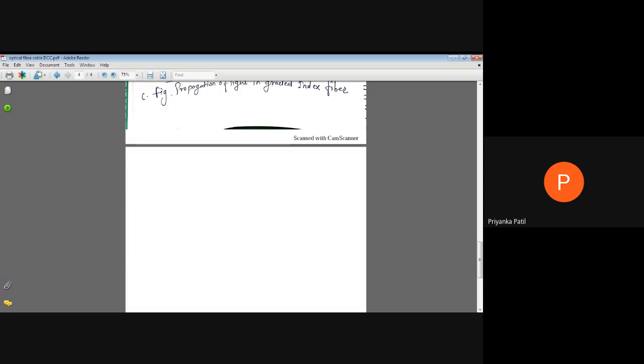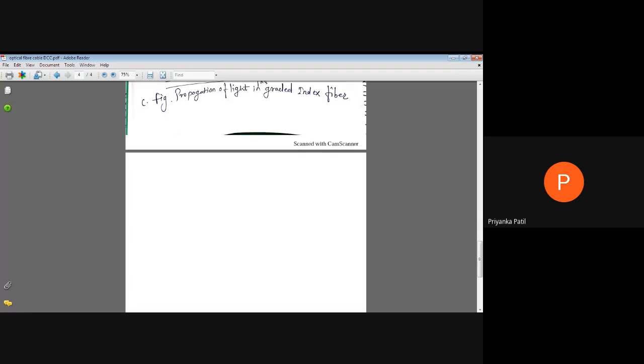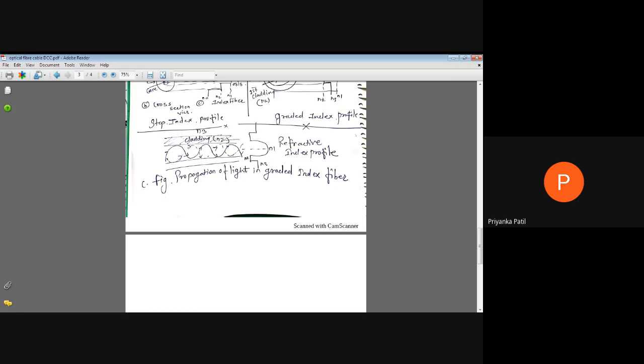Multimode also has two subtypes. The first one is step index and the next one is graded index. First we will discuss single mode propagation. Here is the diagram which shows the single mode propagation.